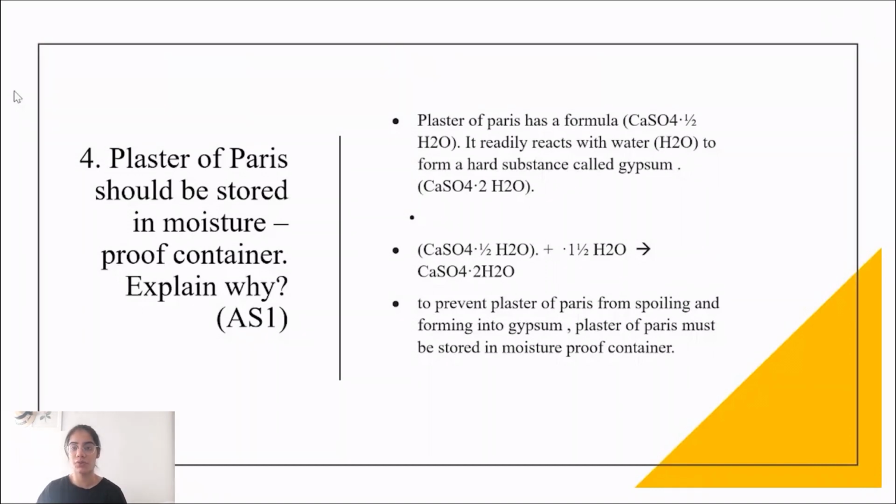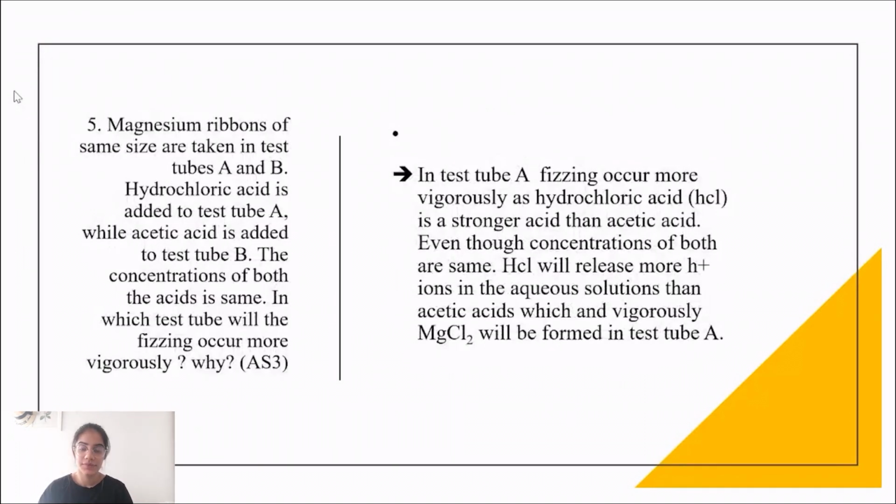CaSO4 dot half H2O plus 1.5 molecule of H2O gives you CaSO4 dot 2H2O. To prevent plaster of Paris from spoiling and forming into gypsum, plaster of Paris must be stored in a moisture-proof container. That's it for this question. Let us go to the next one.